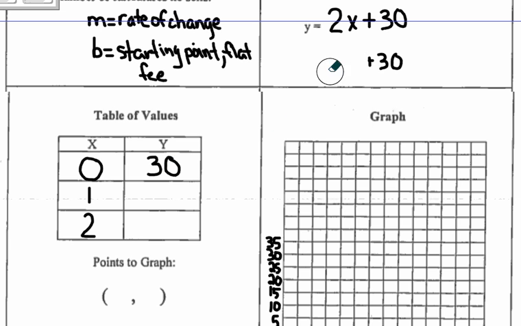So now let's see if we can replace 1 in there. So we're going to have 2 times 1 plus 30. So that would be 32.